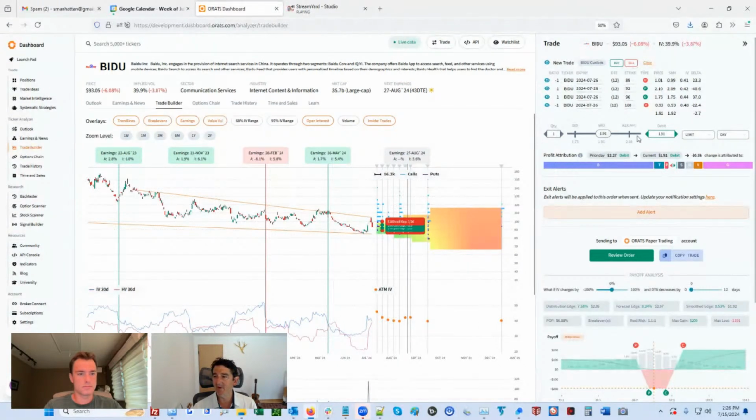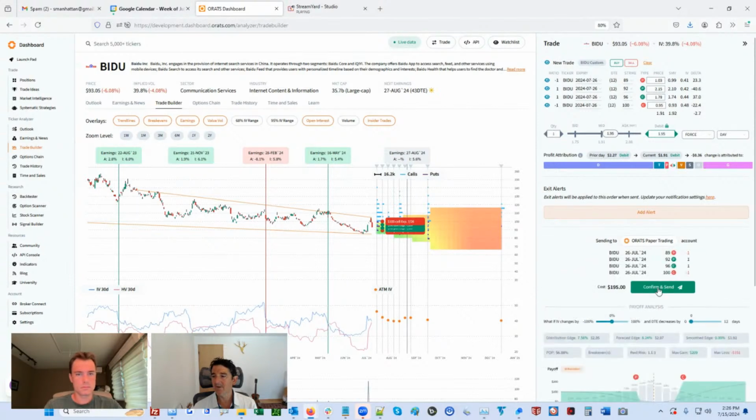But I think we go ahead and do this trade. 1.92 they have it worth, so we'll pay 1.95. I think we could get filled there. We'll force that, and let's see if that goes through.